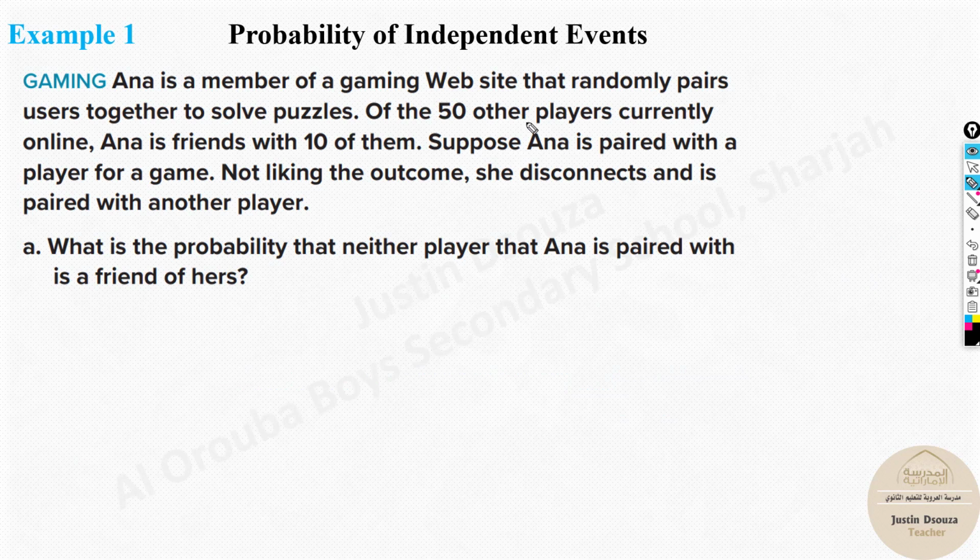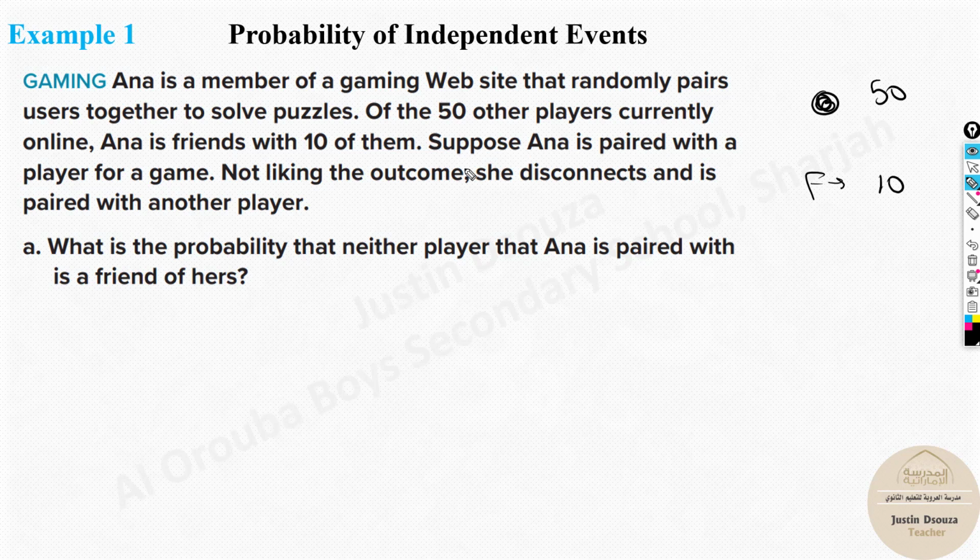Anna is a member of a gaming website that randomly pairs users together to solve puzzles. Of the 50 other players currently online, Anna is friends with 10 of them. Suppose Anna is paired with a player for a game. Not liking the outcome, she disconnects and is again paired with another player. Now let me just tell you what's happening here. She's playing an online game to solve puzzles, and there are 50 people online. You can make friends with the players, and among the 50 who are online, she is already friends with 10. So the remaining number is 40, with 10 she's already friends with.